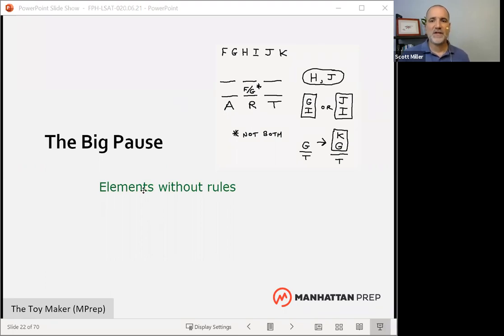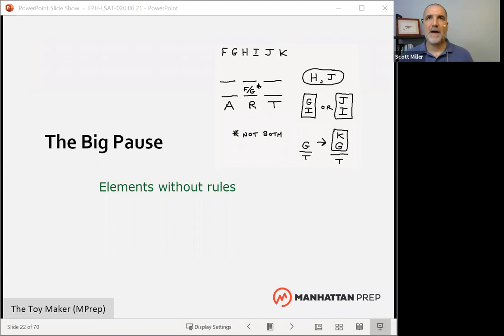We always want to check that just in case, because very often there are going to be an element without rules. If, for example, there weren't any rules that dealt with K, we'd want to circle K because K is special. K is, you know, the most free thing in the game. K can pretty much go anywhere until we're given some additional information about it. That's where we want to pay attention to any elements without rules. But in this case, that's not the case. K does have a rule, so we wouldn't circle anything in this game.